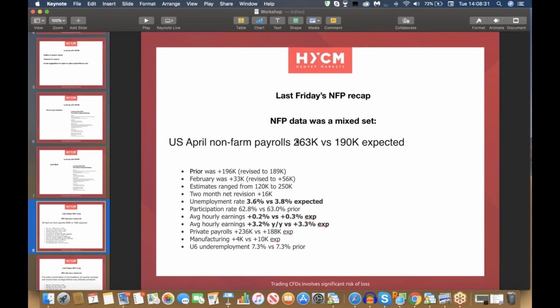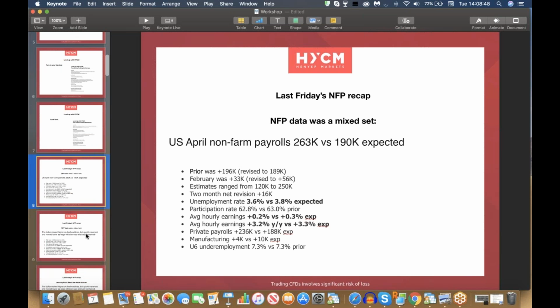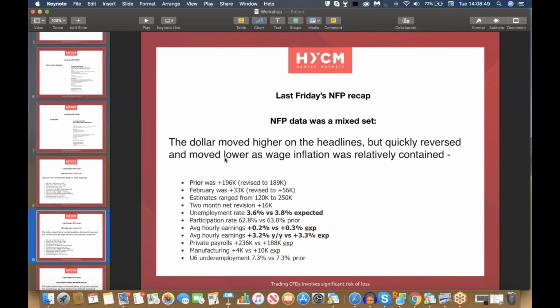So that number came out 263,000, which is an excellent jobs result versus 190,000 expected. And the US dollar was bought on the immediate print. However, and this is where the learning point is, there was a quick reversal lower.